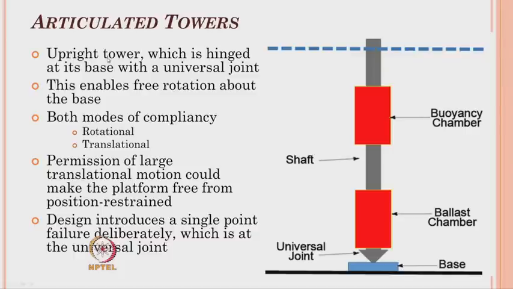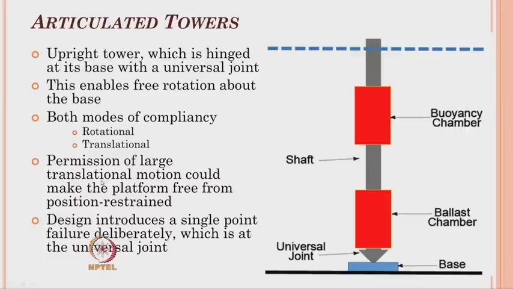The upright tower, which is hinged at the bottom, is connected to the base using a universal joint. The universal joint, since being hinged in connection, will enable free rotation about the base, and therefore the modes of compliancy of this tower are both rotational and translational. In the earlier case, the rotational compliancy was restricted, whereas in this case the rotational compliancy is also made available to this tower. So, this tower is comparatively more compliant than the guide tower.